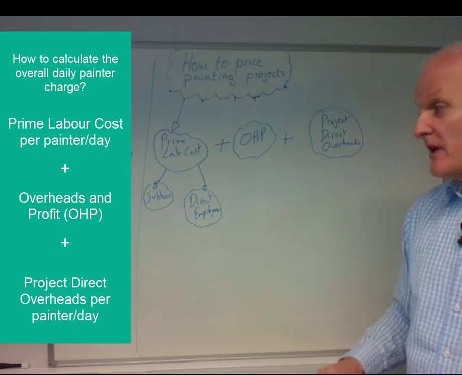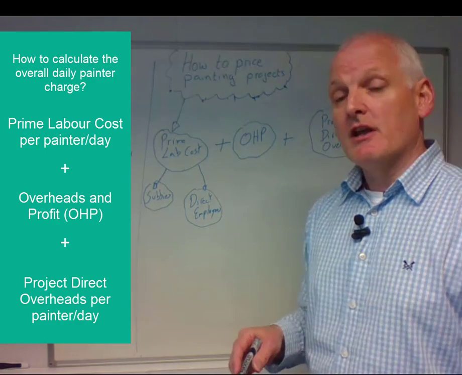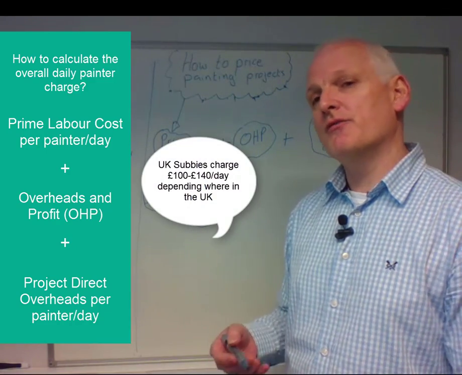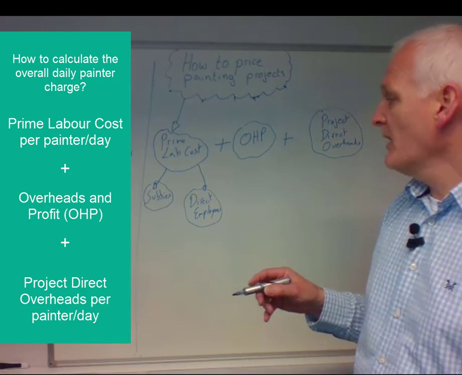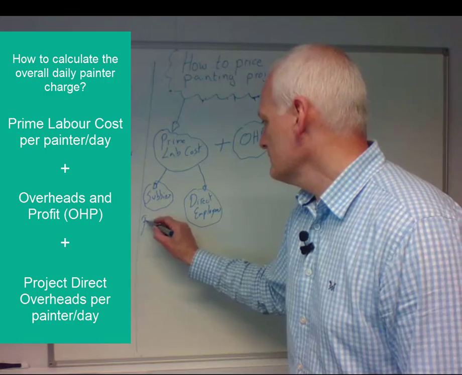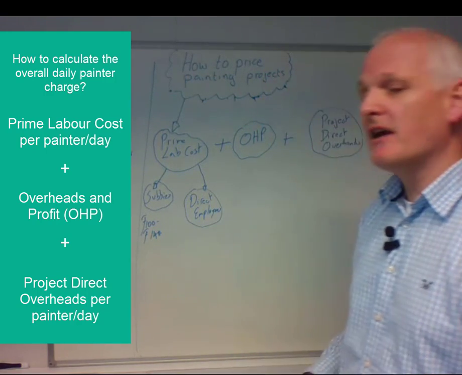Now if you're using subbies, typically in the UK at the moment, subbies are charging out at between £100 and £140 a day, and it really depends where you are in the UK. You will know how much you have to pay to get your subbies.